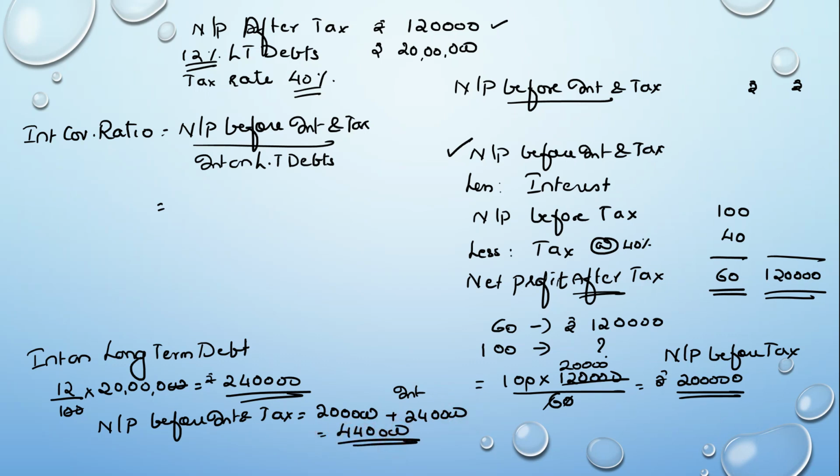So we write at the numerator 4,40,000. Divided by interest on long-term debt, we have 2,40,000. And that's it. We are done. We find out, and that is in times. So it comes to 1.833 times. So this is how you calculate.